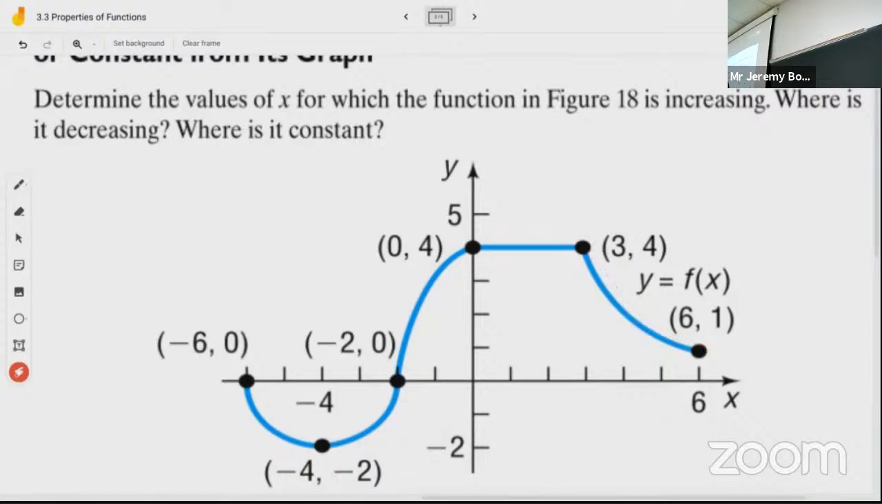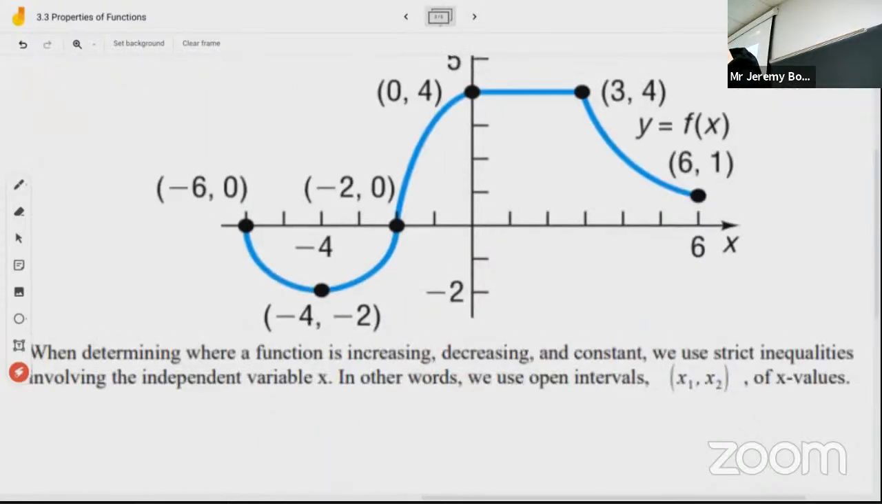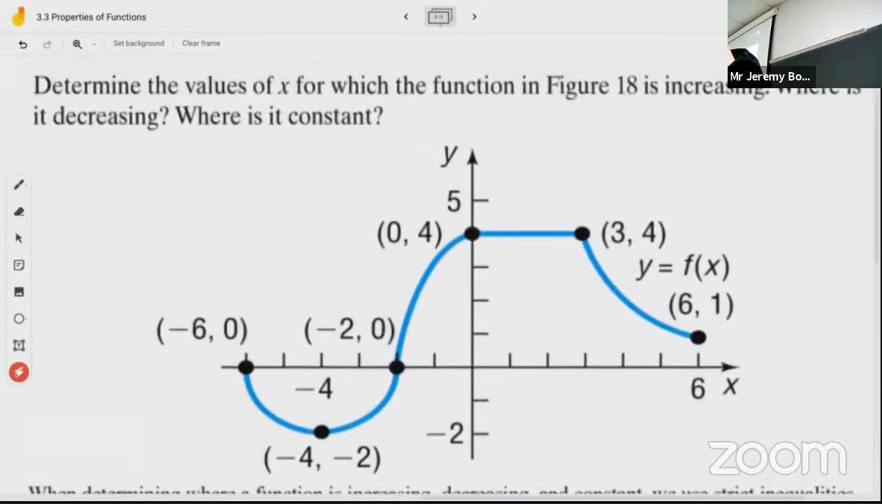There's a technical way of defining this, and I think I have it written. Yeah, it's below. Oh, no, that might be the next page. There's a technical way to define it, and we'll talk about that later. But that's basically all it means to increase, decrease, and be constant.